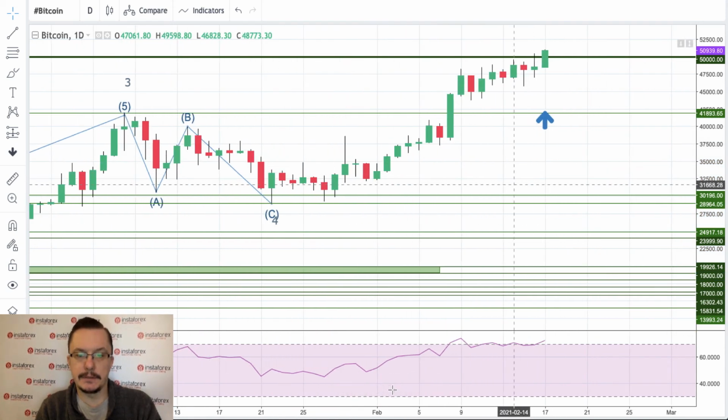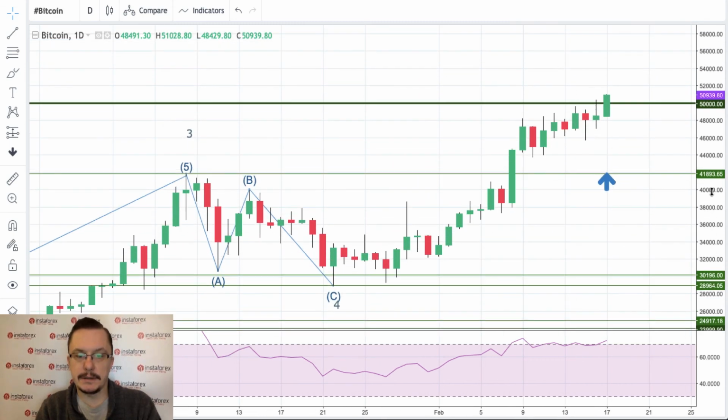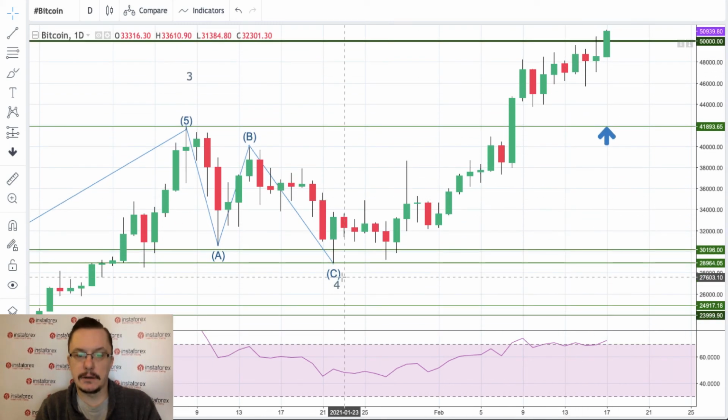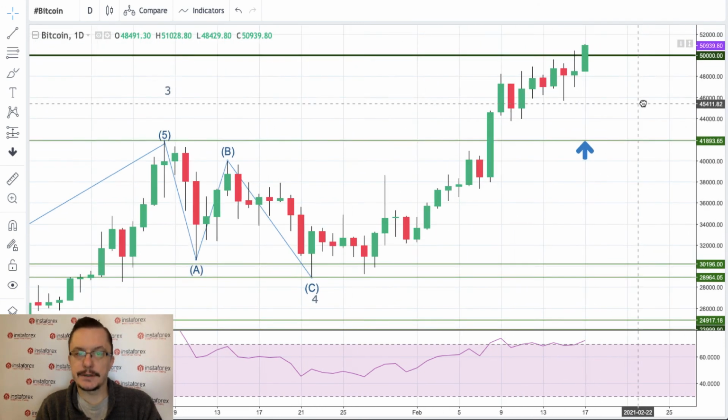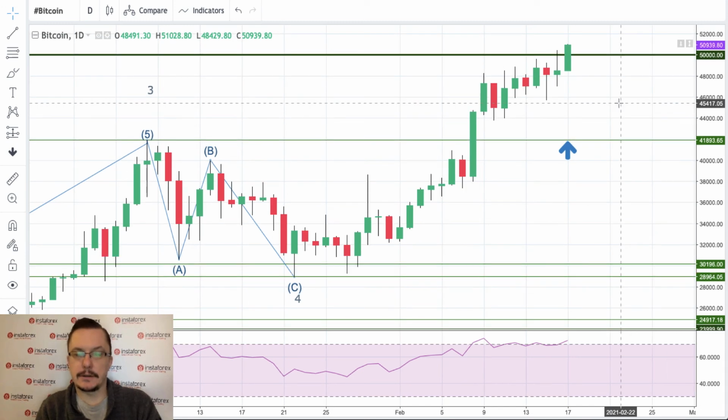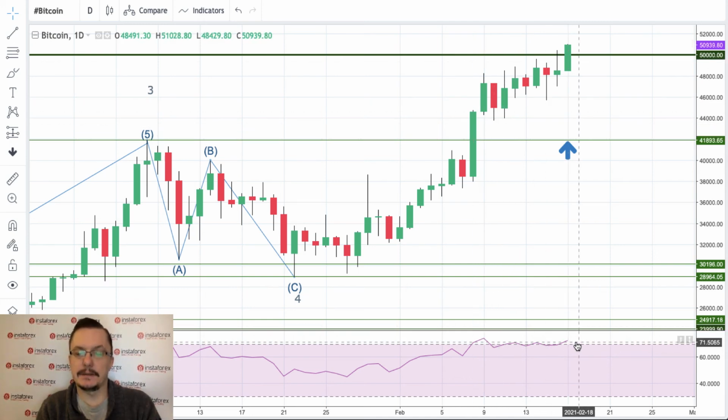Let me just zoom in. Yes, wave 3 is now completed. Wave 4 is now completed as well. And since then we are trending up in wave 5. So please prepare for a deeper correction on Bitcoin soon. We are already in extremely overbought market conditions, but because the market is trending, we can stay there for a little bit longer.